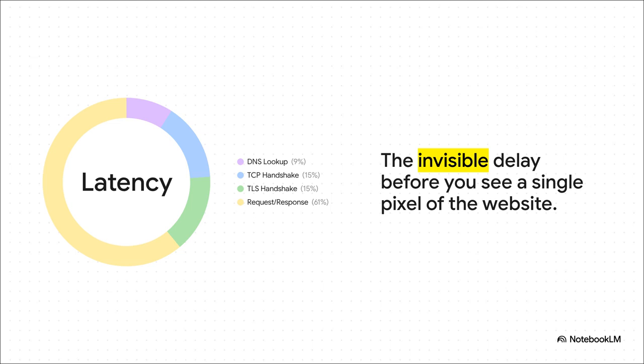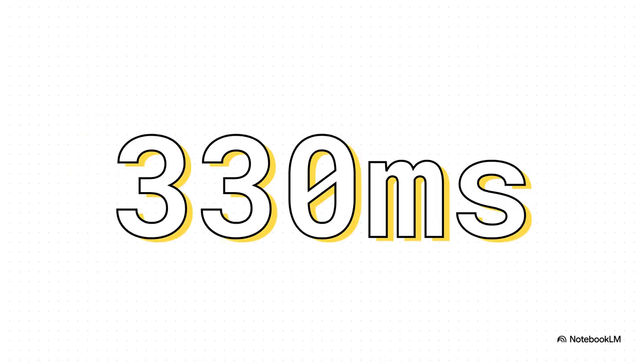Now, here's something that's kind of mind-blowing. All of this, the lookup, the handshakes, it all happens before a single pixel of the website even starts to load. This upfront time cost is called latency. And as you can see, that invisible delay is spent on the DNS lookup, the TCP handshake, and an extra handshake for security. If you add it all up, on average, it takes about 330 milliseconds.